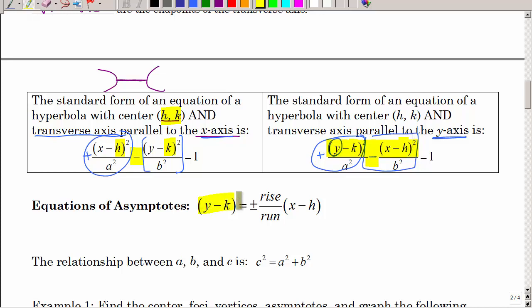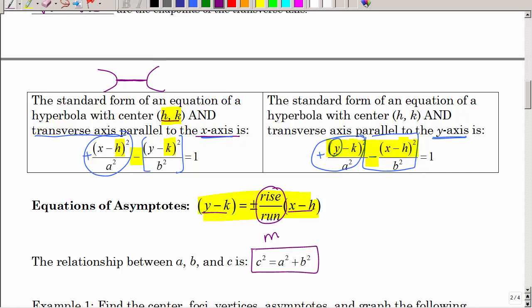I like to use one formula to go back to the idea that a line has a slope, and that slope has been defined as rise over run, or the y direction over the x direction. That y minus k and x minus h just shifts the line from the origin to the center h, k.